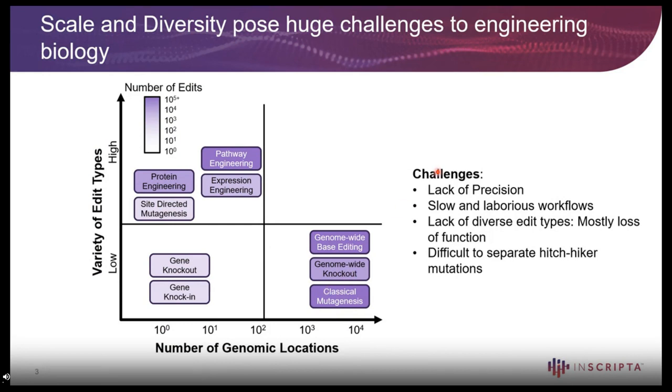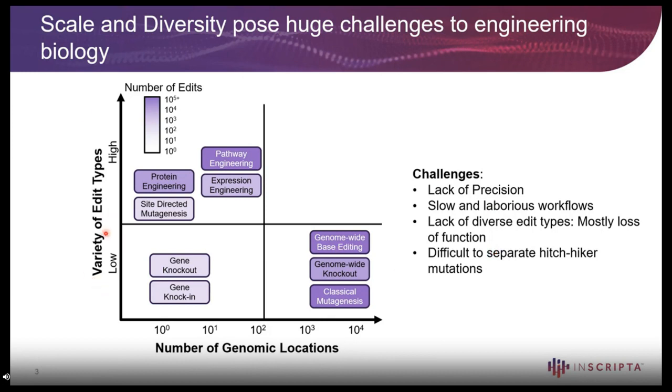But the challenges with these current methods is that they lack precision, they have slow and laborious workflows, there's a lack of diverse edit types, so a lot of these edits actually introduce loss of function mutations. And it's also difficult to separate hitchhiker mutations from real causal mutations for the phenotype that you're looking for.